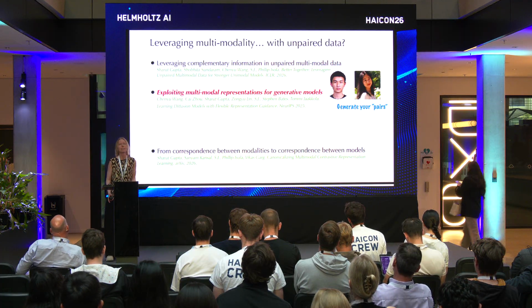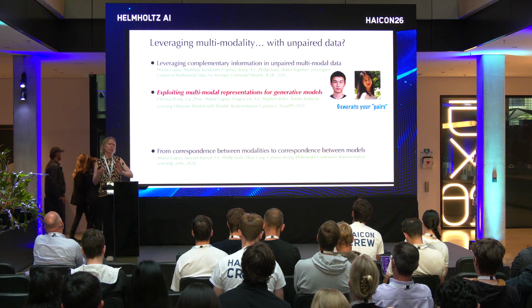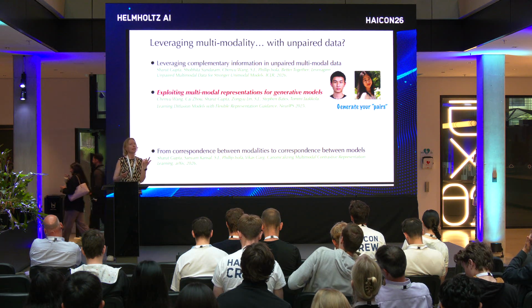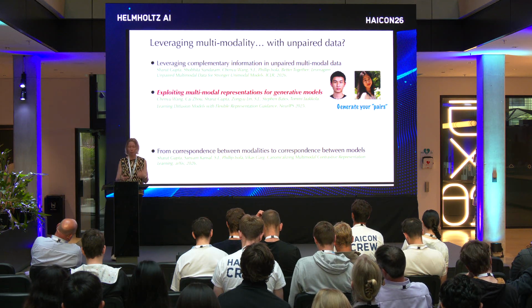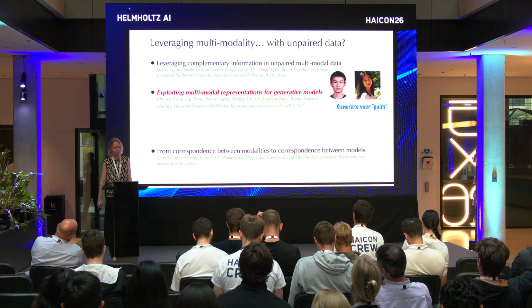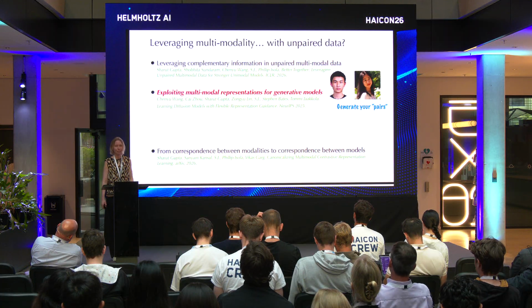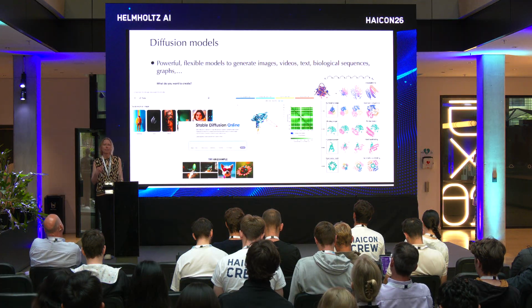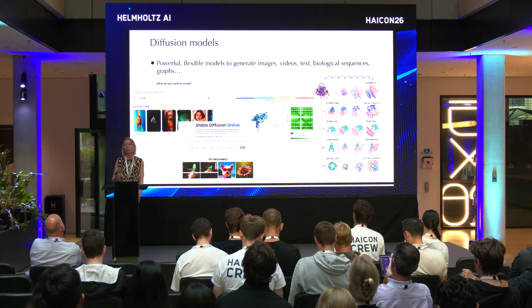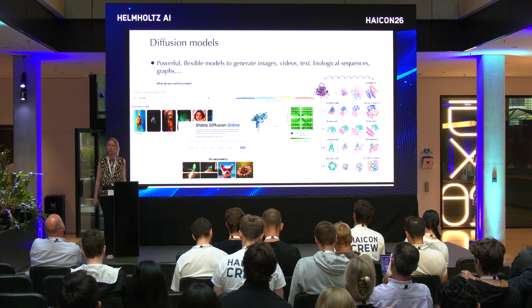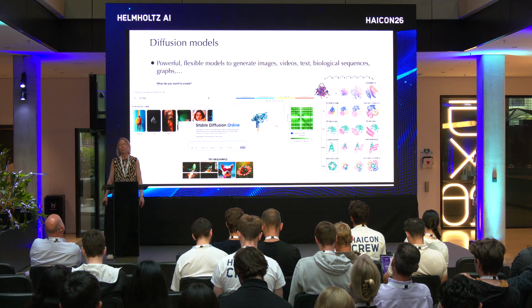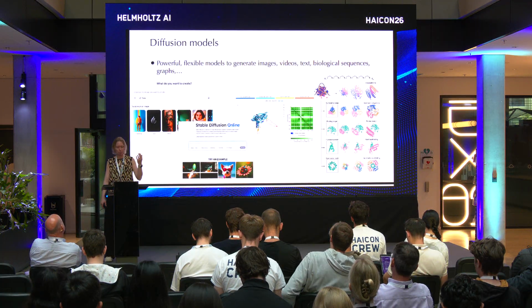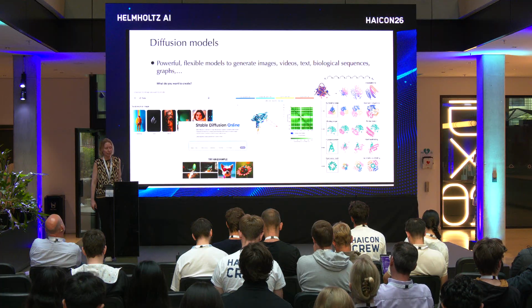In this case, we'll not exactly use the shared information, but we'll directly leverage specific complementary information. And in this case, we'll even generate the pairs. So we'll do generative modeling, using diffusion models. You probably all know about diffusion models. They're a very powerful methodology to generate everything, basically: text, images, videos, proteins, whatever.